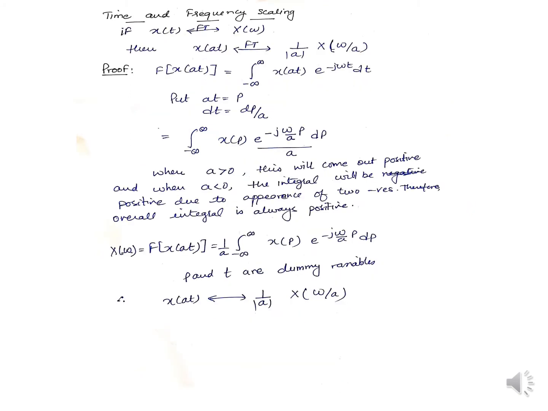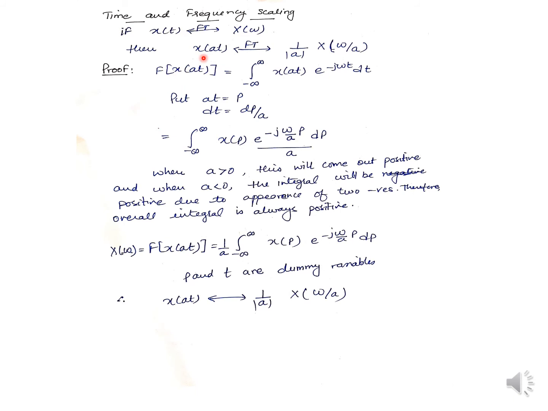Now, time and frequency scaling. If x of t has Fourier transform X(omega), then x(at) has Fourier transform 1 divided by mod a times X(omega divided by a).